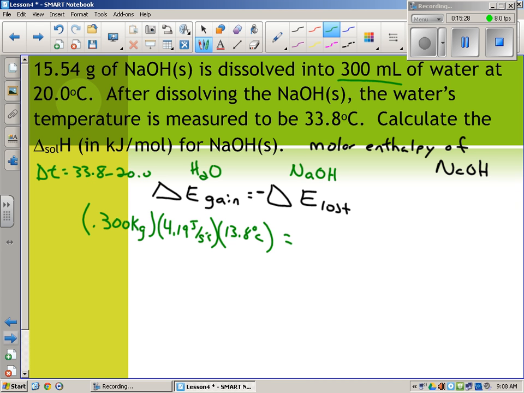Basically what we're saying is, how much energy does it take to raise up 300 milliliters at that specific heat capacity, 13.8 degrees Celsius? Where is that energy coming from? Well, obviously it's coming from the sodium hydroxide. What information do I know about sodium hydroxide? I know the mass that I put in there. Okay? So I know M. What about C? Do you know C of sodium hydroxide? Can you look it up in the data booklet? No, you can't. It's not on there, trust me. Do you know delta T? Is there a change in the sodium hydroxide's temperature? Do we know that? No.